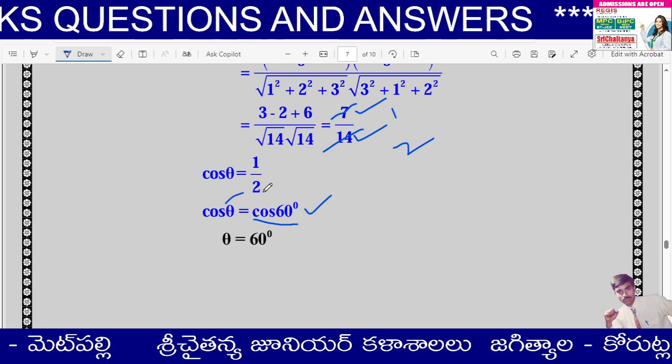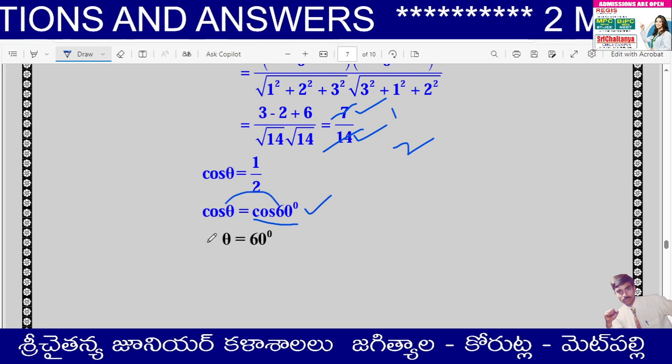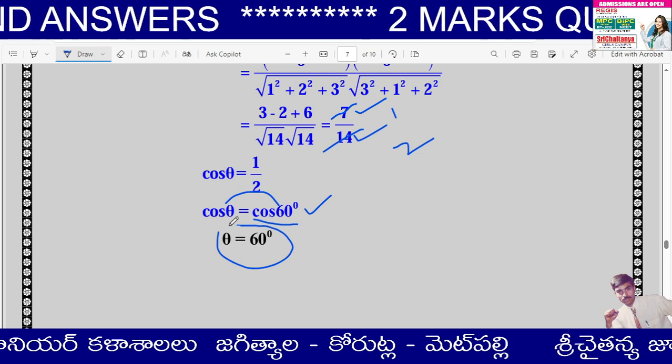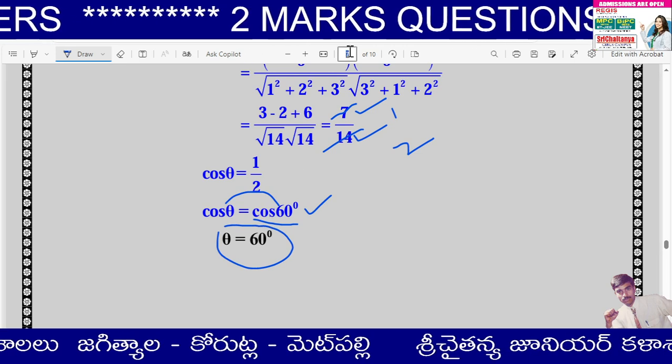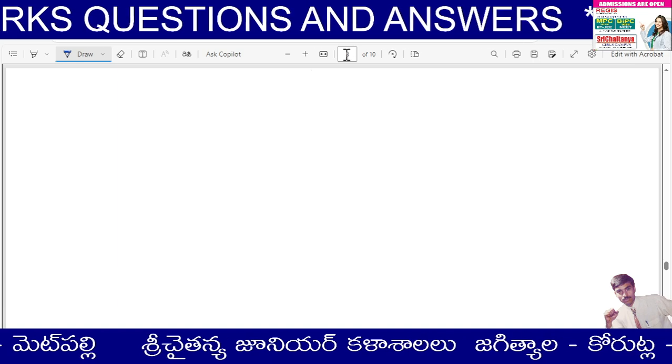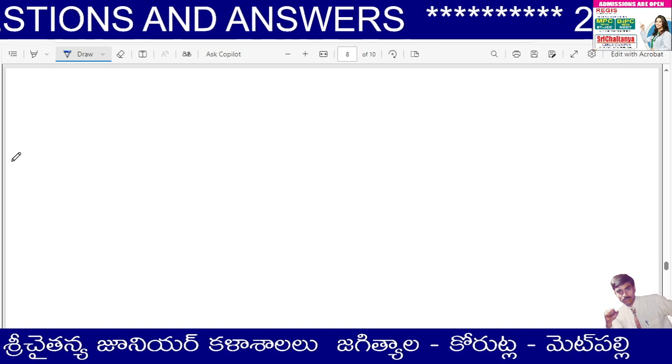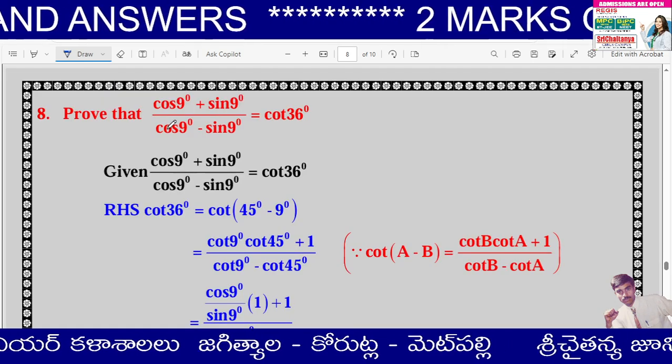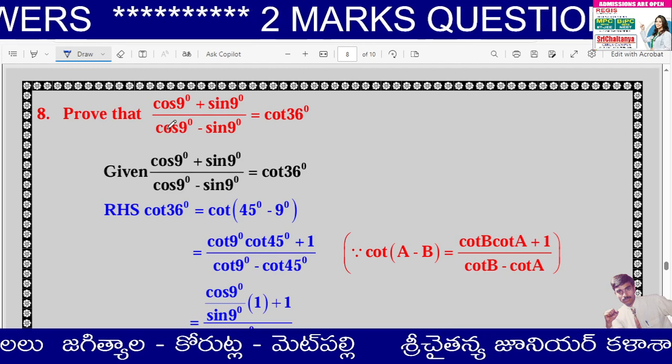Now the theta value is 60 degrees. For the given two vectors, the angle is 60 degrees. That is the answer.